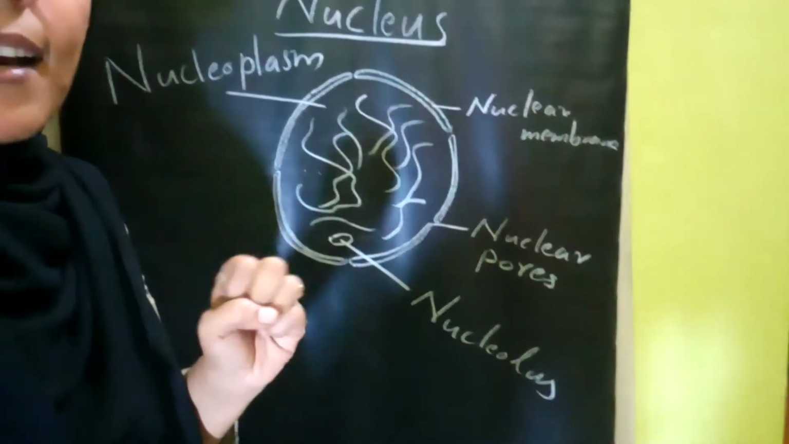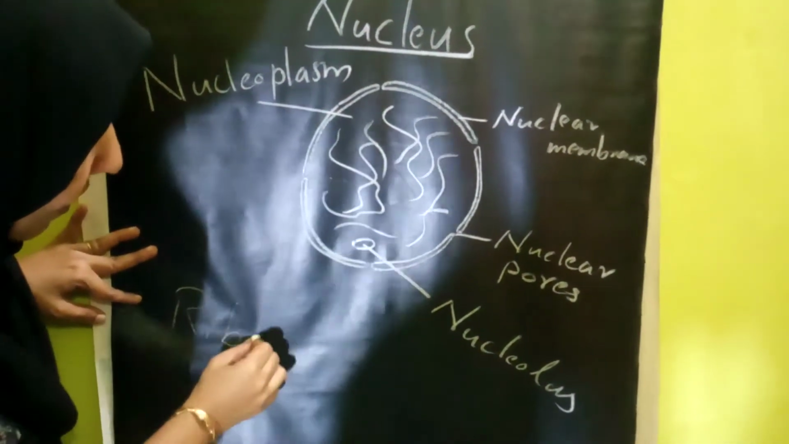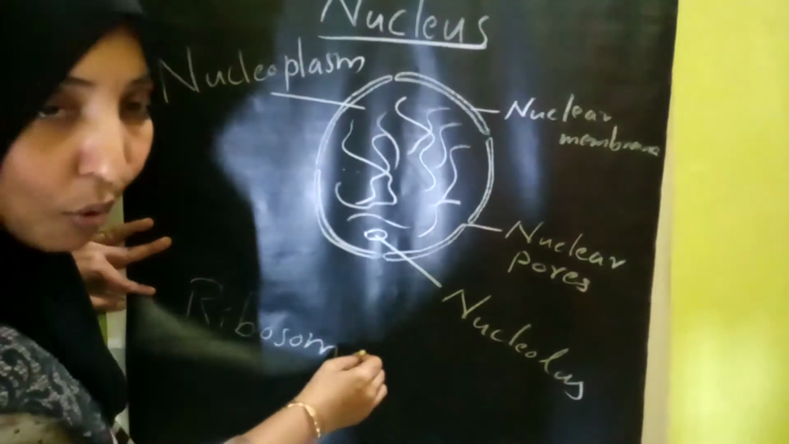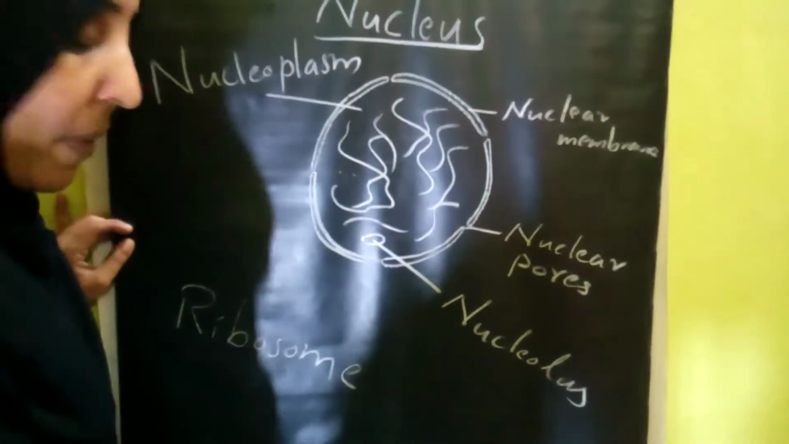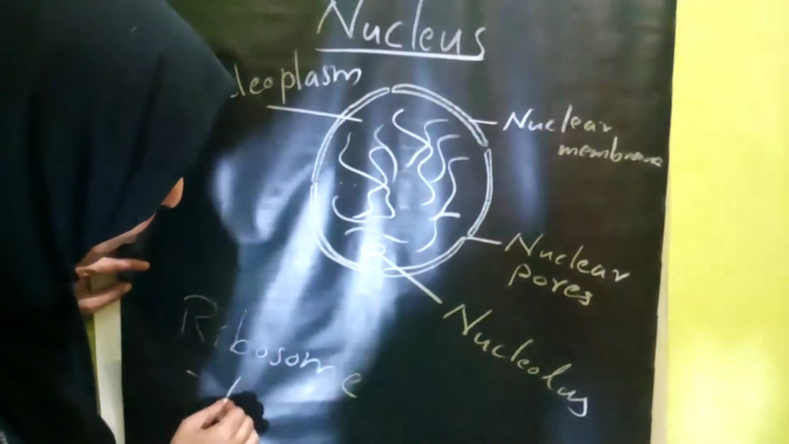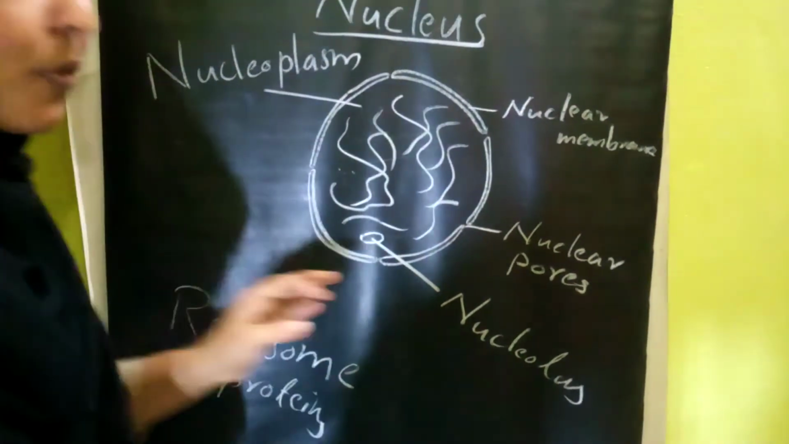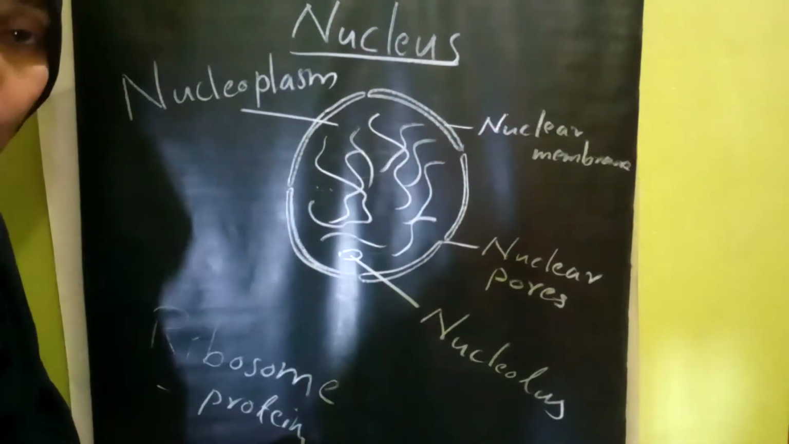The nucleolus helps in the production of ribosomes. Ribosomes are considered one of the cell organelles; we will study what a ribosome is later. Ribosomes in turn help in the synthesis of proteins. Ribosomes can produce proteins. So generally we can say the function of the nucleolus is to produce proteins.